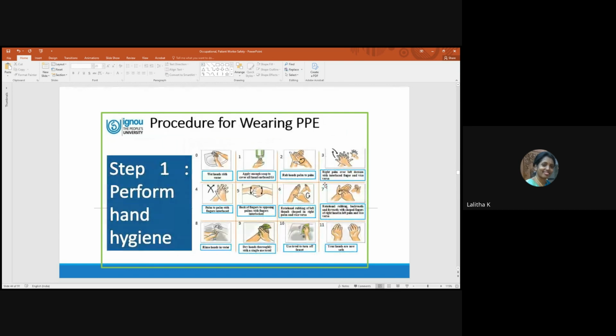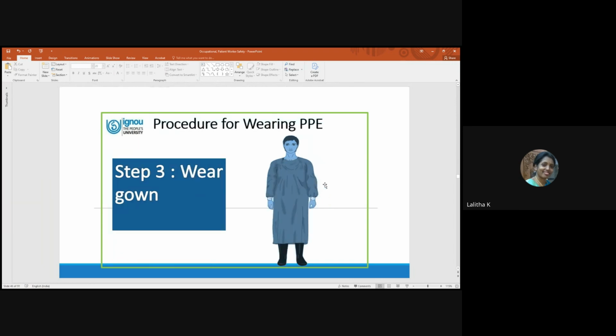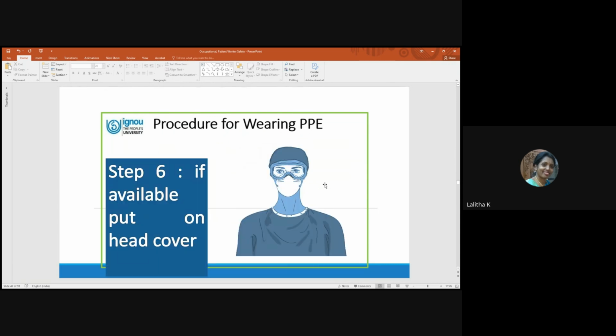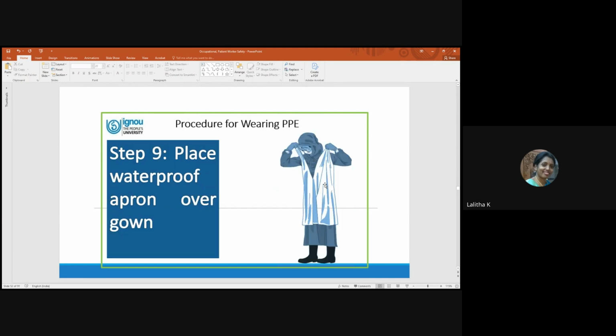Sequence of wearing PPE. First thing is hand hygiene, which I don't want to emphasize again and again. It's one of the important things. All the 10 steps we can follow and ensure your hands are clean and safe. Then wear the scrub suit and boots, gown, then mask. If required, put on face shield or goggles, and then head cover, and again perform hand hygiene. And last thing is the gloves. Usually this is the way we reversely remove our PPE also. Wear a waterproof apron over the gown.